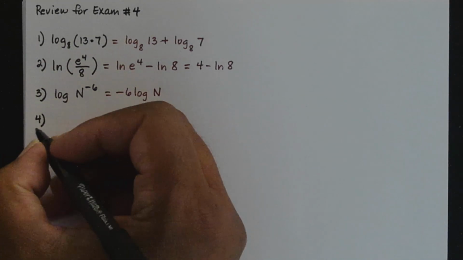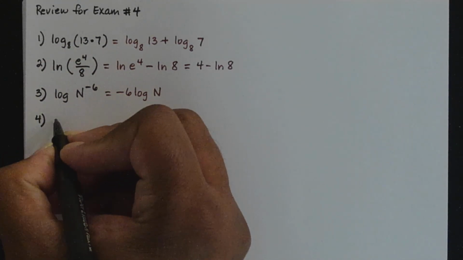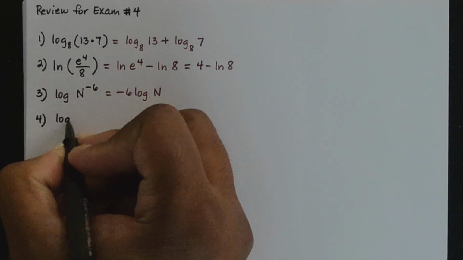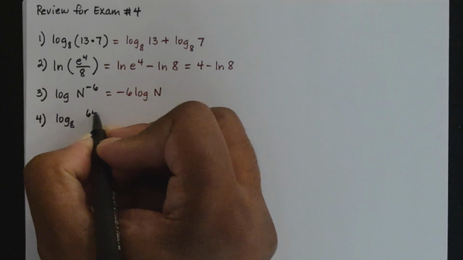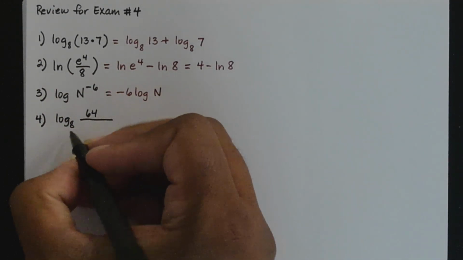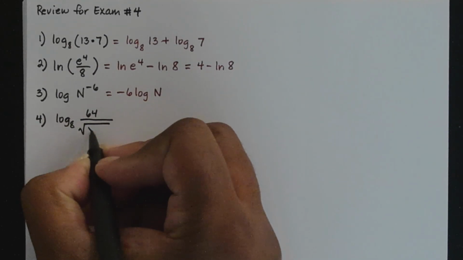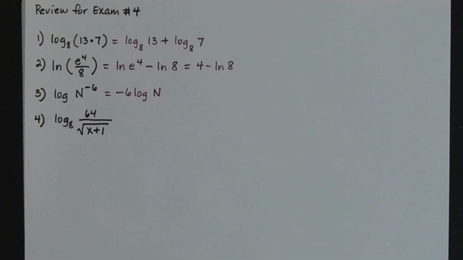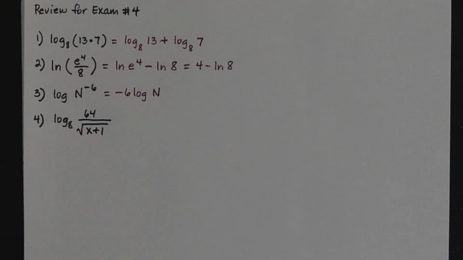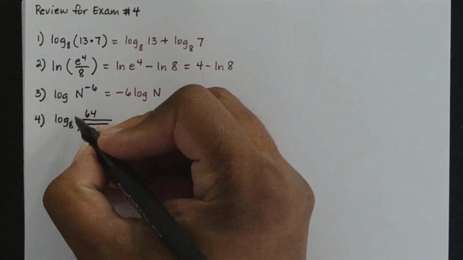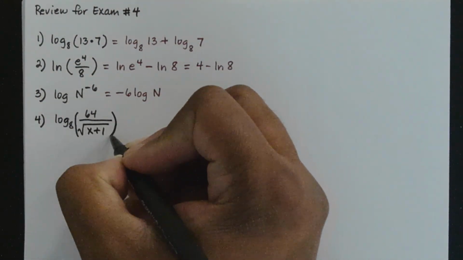Now problem number 4, here we got log to the base 8 of 64 divided by the square root of x plus 1. Log to the base 8 of 64 divided by the square root of x plus 1. And we need to expand this as far as possible. And I might as well put this in parentheses.